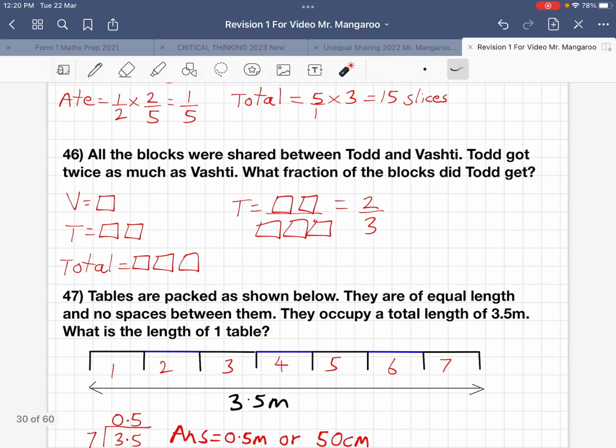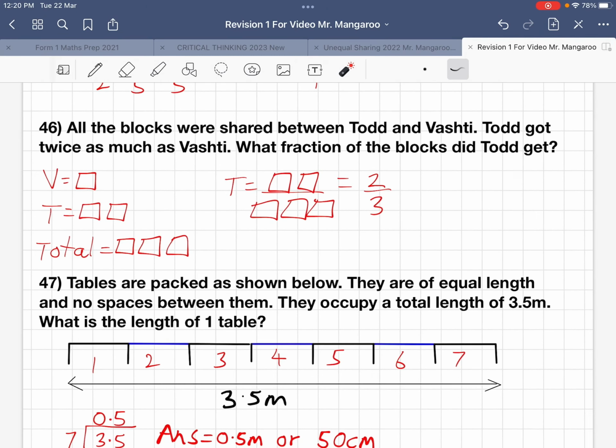46. So we can write this like how we write type 2 unequal sharing. Todd got twice as much as Vashti. So Vashti got less, that's 1 box. Todd is twice as much, that's 2 boxes. That's a total of 3 boxes. So Todd is 2 boxes out of the 3 boxes, which is 2/3.